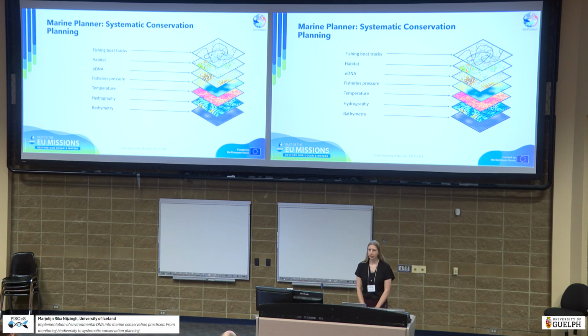My project is part of BioProtect, which is a bigger European project where we are designing tools to reach the 30 by 30 goal, and one of them is the Marine Planner, which is used for systematic conservation planning. This planner will use overlaying systems of data. So you could input fishing boat tracks, habitat. We want to use eDNA all the way to hydrography data. So we want to input alpha and beta diversity and species richness.